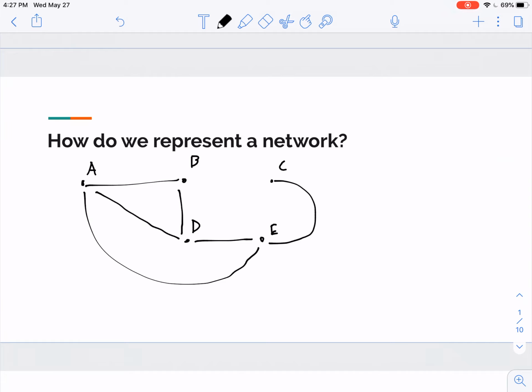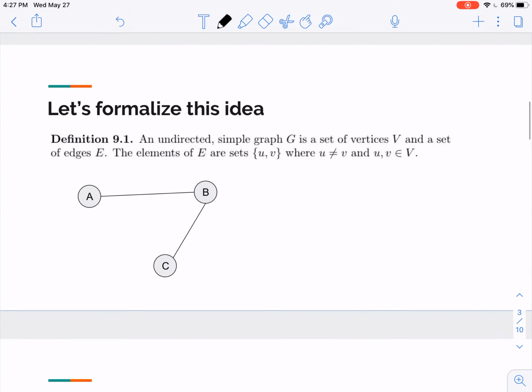It could represent cities and which cities have roads between them. It could represent networks in computer science. And since it can represent so many things, it's nice to study them because if we prove results about graphs, then they'll apply for all of these things that we can model as graphs. So I encourage you to maybe try and think of some other examples for what graphs might be used for, but you can see that they're a pretty applicable algebraic structure. And so let's formalize the idea of a graph.